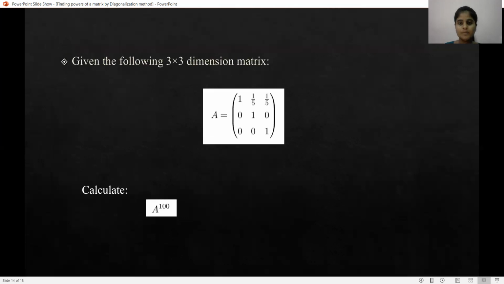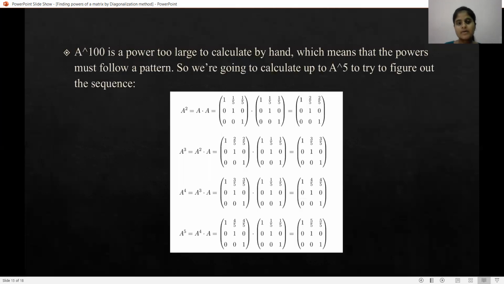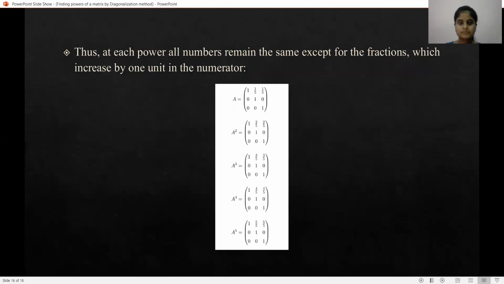Let us see another problem. This is a complex problem. Let's see how to calculate. A is equal to [1, 1/5, 1/5; 0, 1, 0; 0, 0, 1]. Let's calculate A to the power 100. Again, A to the power 100 is too large to calculate by hand, which means we can calculate up to A to the power 5 to find out the sequence. Let us calculate till A to the power 5, which is equal to A to the power 4 into A.